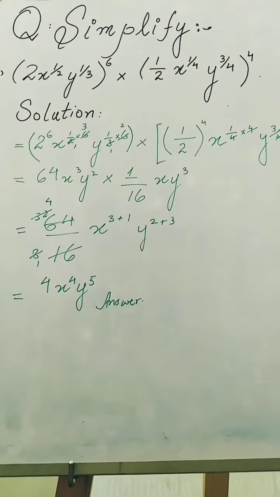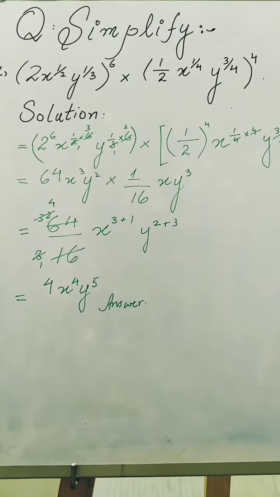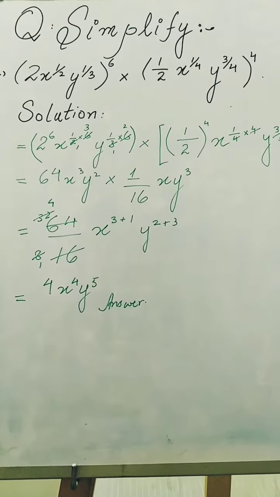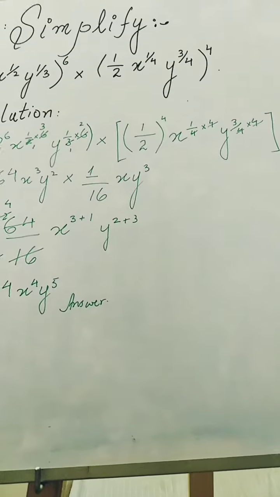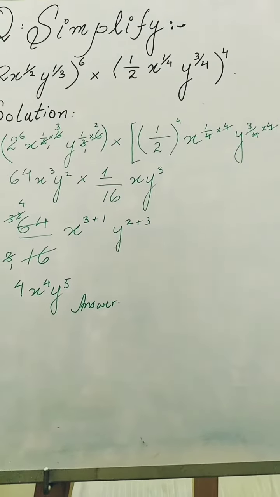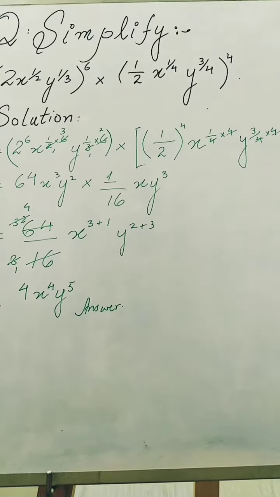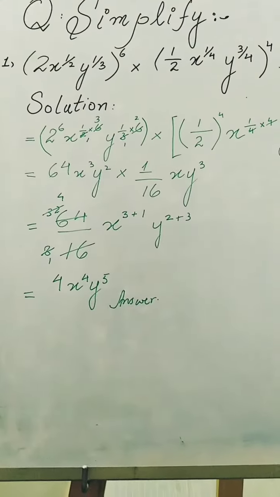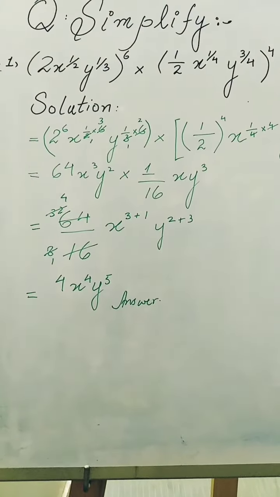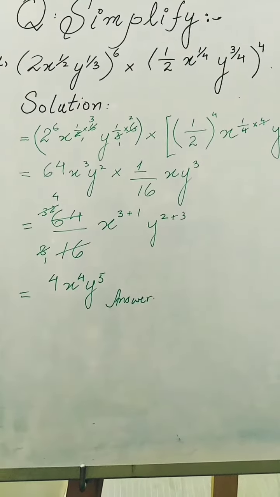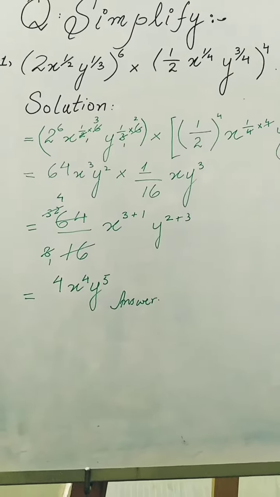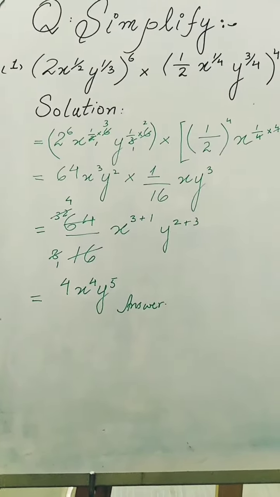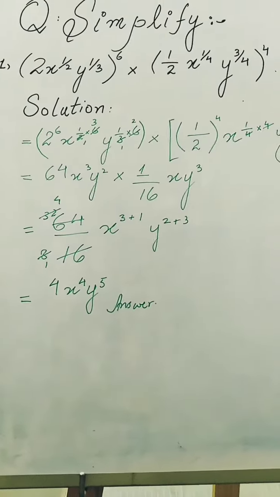Now further solving, we will have 2 raised to the power 6, x^(1/2) multiplied by whole power 6, y^(1/3) multiplied by whole power 6. Similarly for the second bracket we will have (1/2) whole power 4, x^(1/4) multiplied by 4, y^(3/4) multiplied by 4. Now after cancelling out and further solving we will have 64 x^3 y^2 multiplied by 1/16 x y^3. X has power 1/2 multiplied by 6, which will become 3 after cancelling out, and y becomes square after cancelling out.